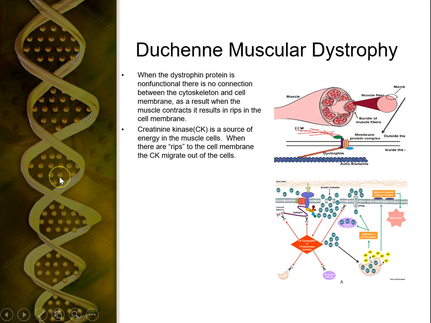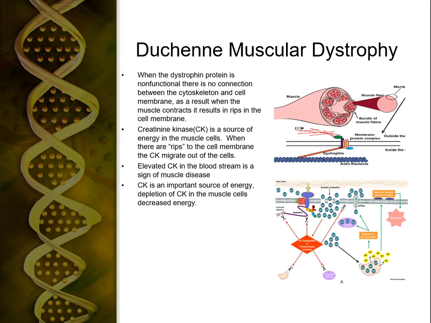Creatine kinase is a source of energy for the muscle cells. When there are rips in the cell membrane, the creatine kinase, or CK, migrates out of the cells. Elevation of creatine kinase, or CK, in the bloodstream is a sign of muscle disease. It's seen in a number of skeletal problems, including many of the different forms of muscular dystrophies. The other problem is that creatine kinase is an important source of energy to the muscle, so depletion of CK in the muscle cells decreases its energy source.